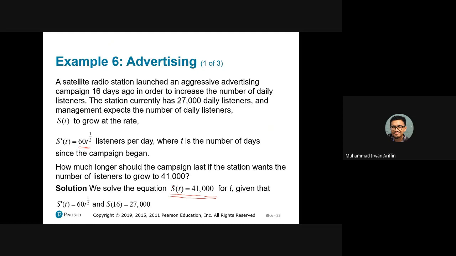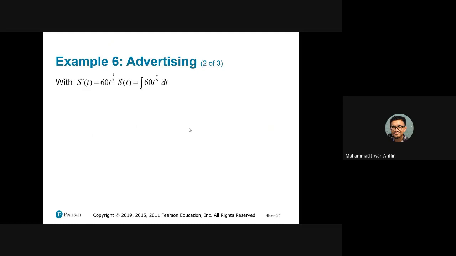Okay, because s is the function of the advertisement campaign. So we want the total number of listeners to be 41,000, and this is the information that we know. s'(t), which is the derivative, the rate of additional listeners for every day, will increase by 60 multiplied with t^(1/2), and the total number of listeners after 16 days, currently, is 27,000.